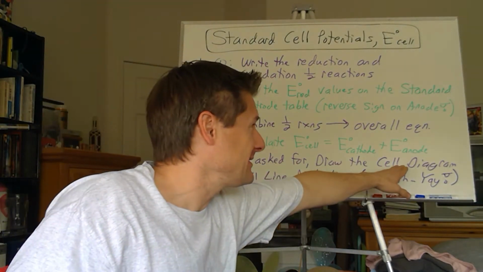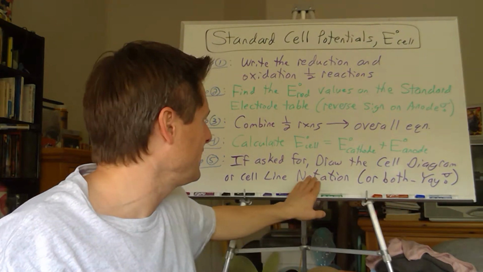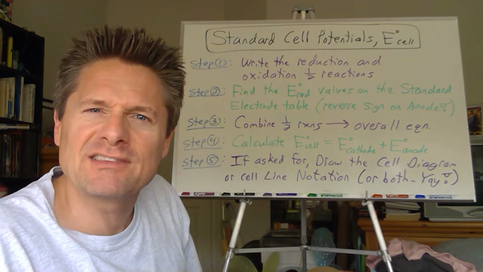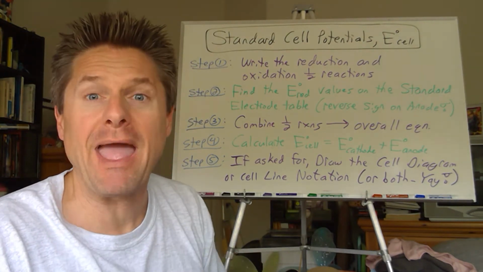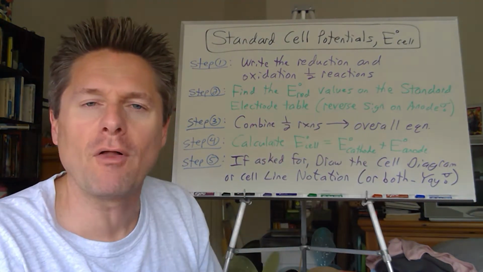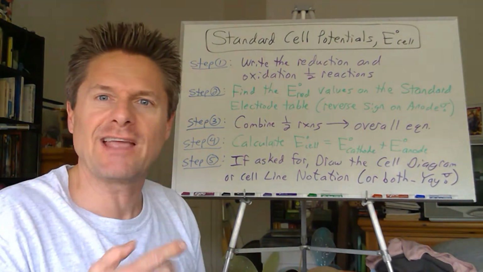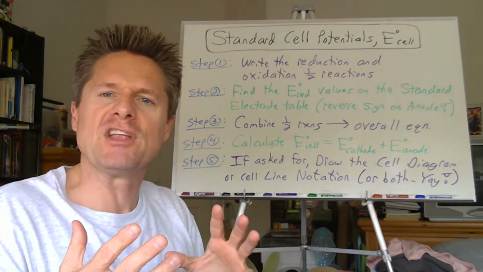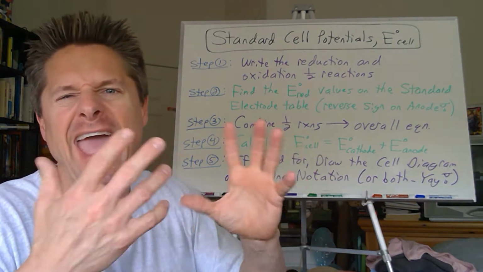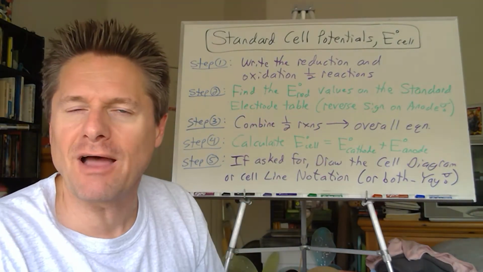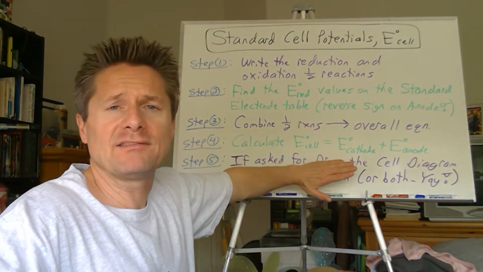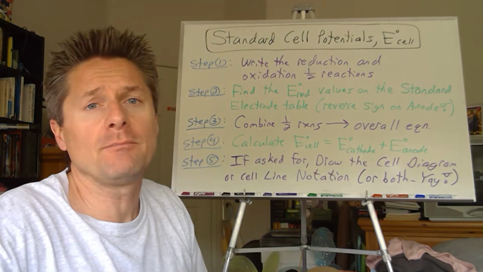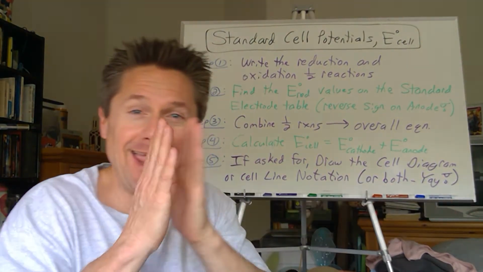And again, watch out. Some books call the cell line notation the cell diagram, so it gets confusing. But I tend to represent the cell diagram as the one with the beakers and the voltmeter and all that stuff. And then the line notation is kind of a bridge between the overall reaction and the cell diagram with all the beakers and stuff. So it's kind of halfway in between. Sometimes I'll ask for all of them. Sometimes I won't go past step 4. Sometimes I'll ask for one or the other. I like them all.